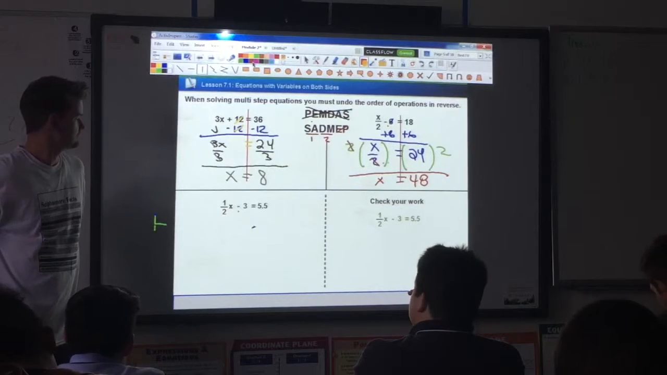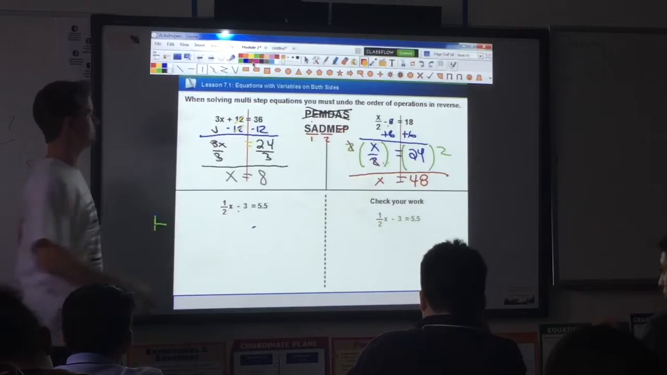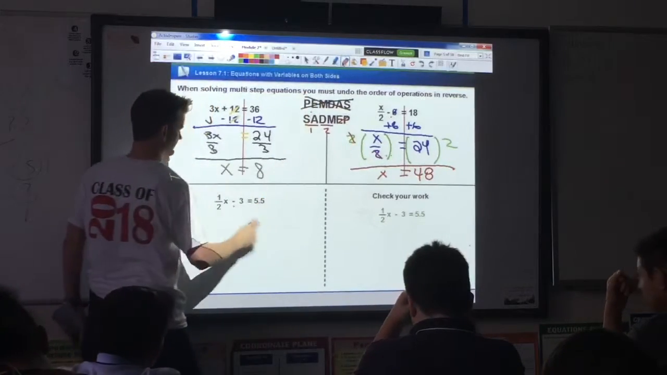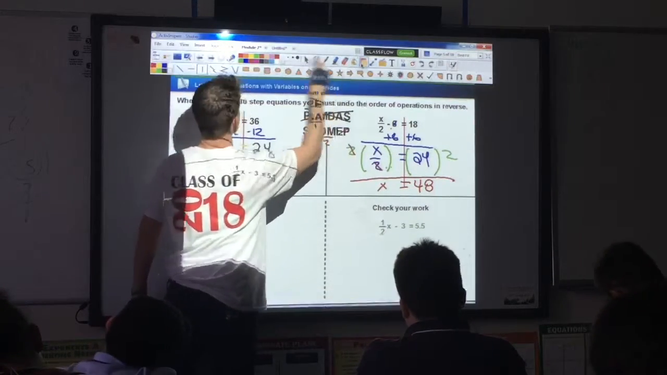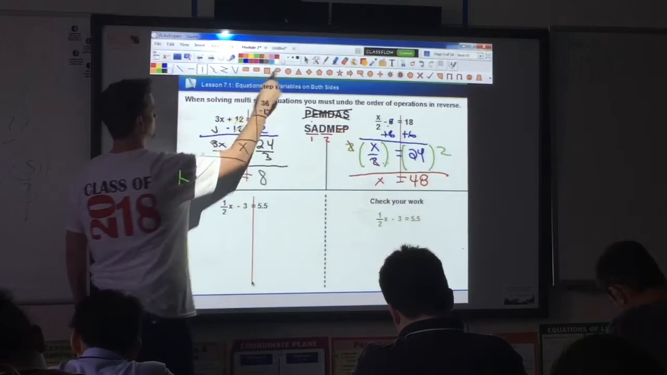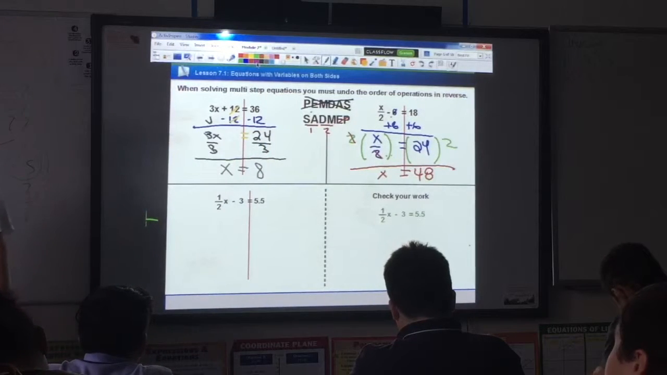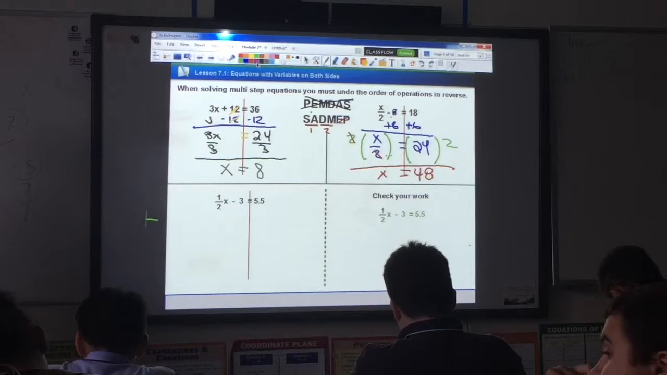Next problem. What am I doing here? Bottom left, tell me, what's the first thing you want to do? Draw a line through the equal sign. That works for me. What I do on one side of the line, I must do on the other side of the line. Okay. What do I do next? And then you're going to add 3 because there's a negative 3.